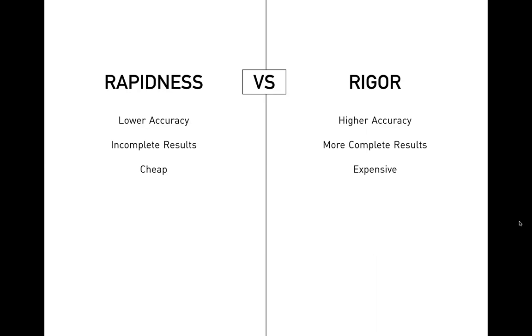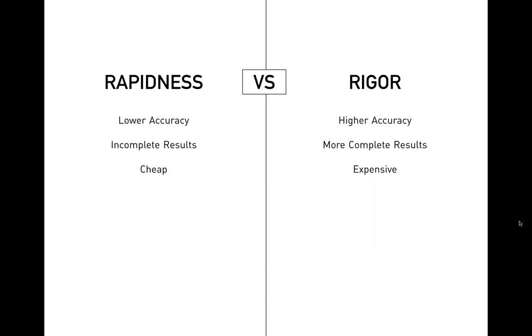But I wanted to cover rapidness versus rigor. When you're trying to decide on the techniques to use to evaluate your prototype, you're going to have to sometimes sacrifice rigor for rapidness or rapidness for rigor. It's all about trying to figure out that balance between how rapidly you want to evaluate something and how much rigor you want to put into it. And that's going to depend on a variety of factors.